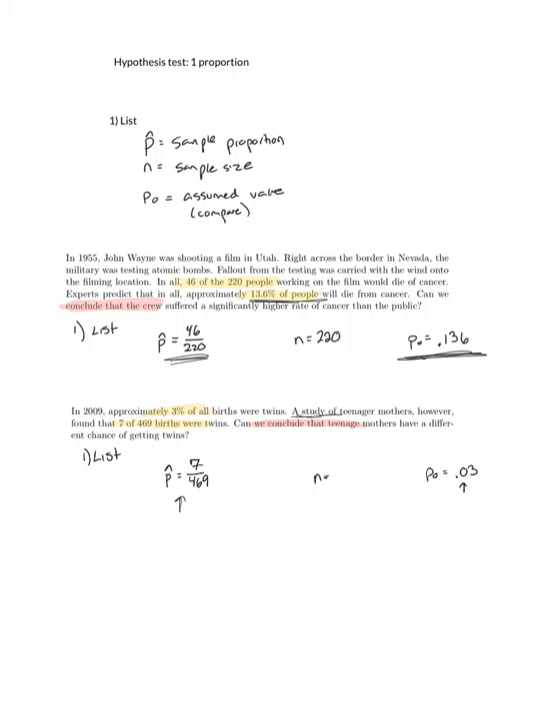I'm comparing the percentage I have from my teen moms to the general public, 0.03. N is my sample size, which in this case is 469. So once again, in a 1 proportion hypothesis test, we list p hat, our sample proportion, n, our sample size, and p naught, our assumed value, what we're going to be comparing to.